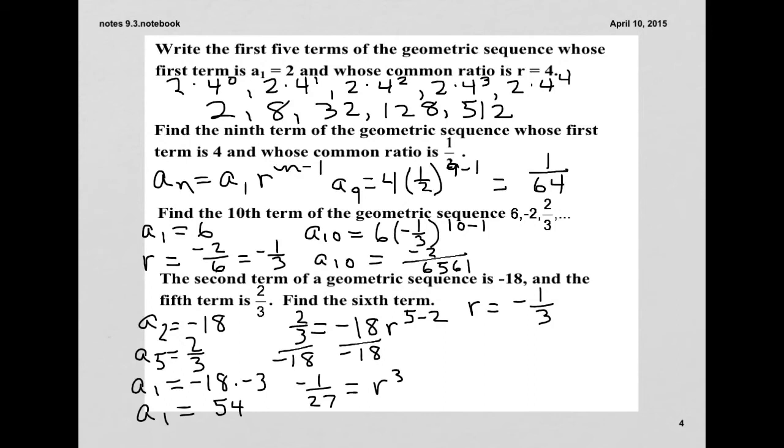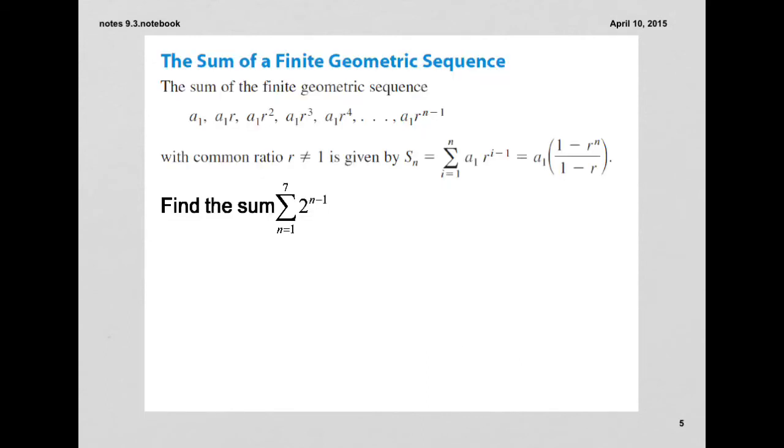So now I can plug in a sub 6 equals 54 times negative 1/3 to the 6 minus 1. Okay, we plug that into the calculator, and a sub 6 equals negative 2/9. Okay, you'll need to pause the video to copy the information down, and then we'll go over the example.